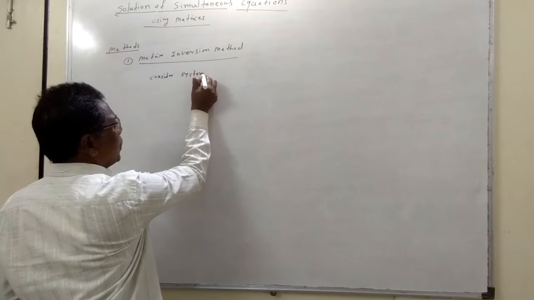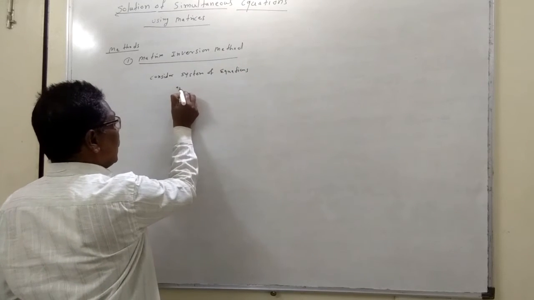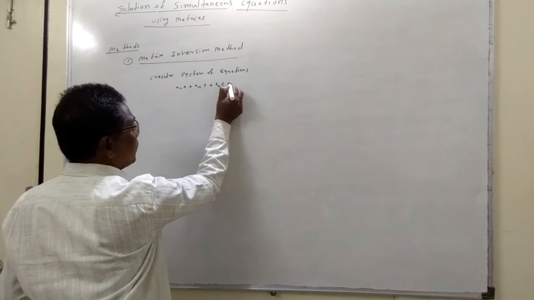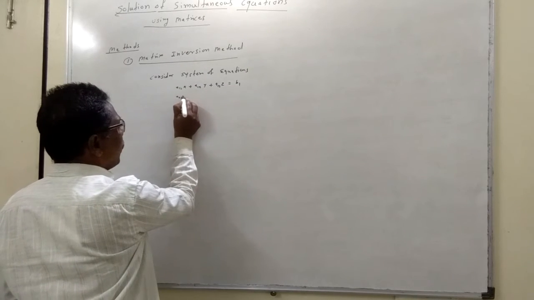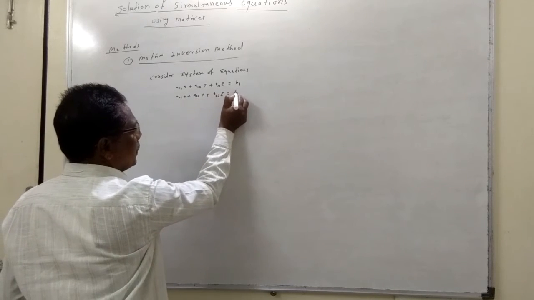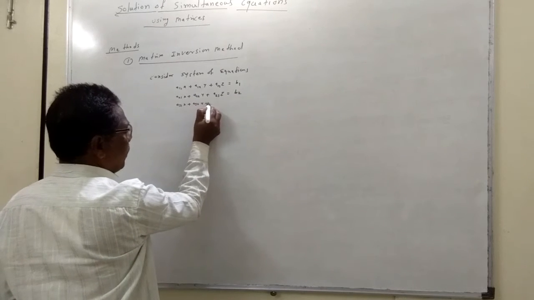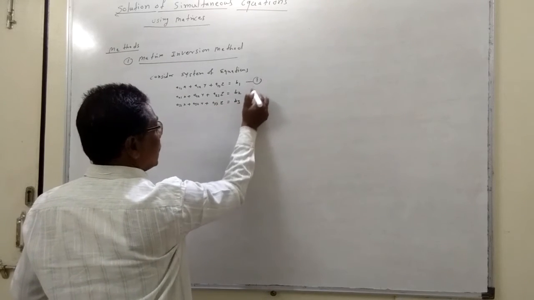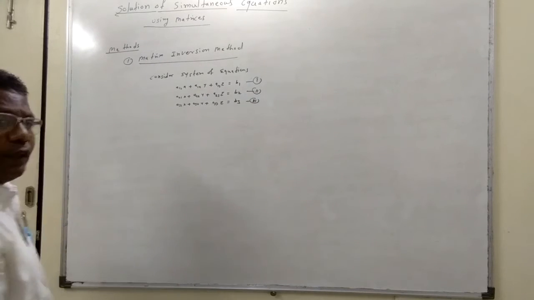a system of equations: a11x plus a12y plus a13z is equal to, suppose, b1; a21x plus a22y plus a23z is equal to b2; a31x plus a32y plus a33z is equal to b3. So these are the three equations in three unknowns that are given to you.